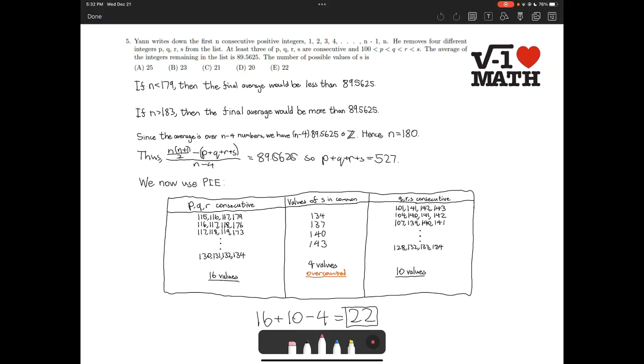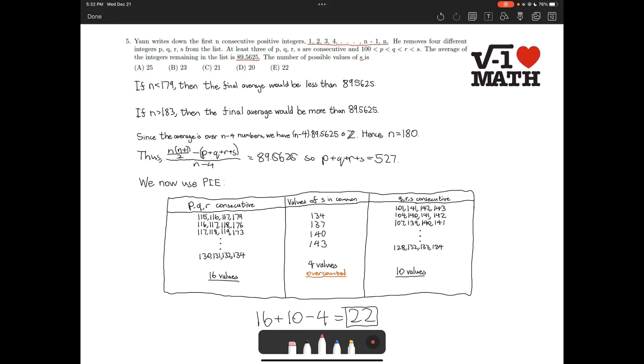Hello everyone. Today I will show the solutions to the Prairie Math League High School Round 126 problems 5 and 6. For problem number 5, we have a bunch of consecutive integers and we remove 4 of them, of which at least 3 are consecutive. And all these integers must be greater than 100 and distinct from each other. We see that the average of the remaining must be 89.5625, and we need to find the number of possible values of S.